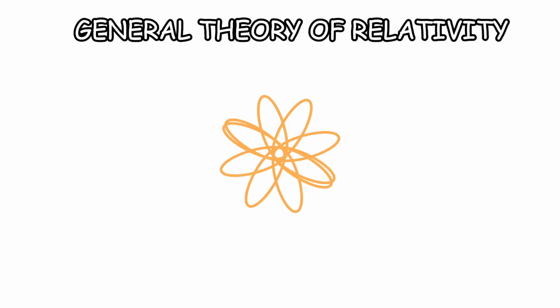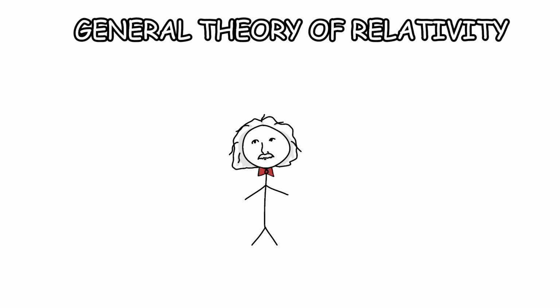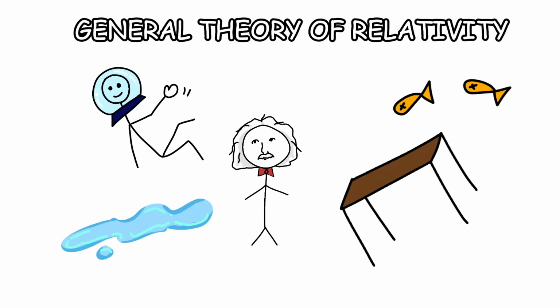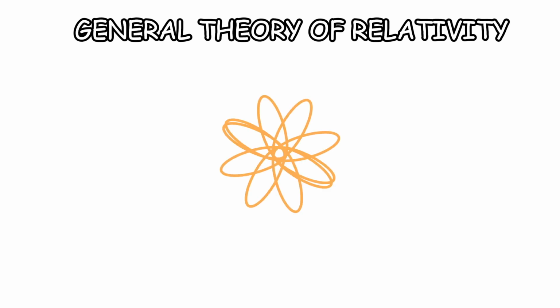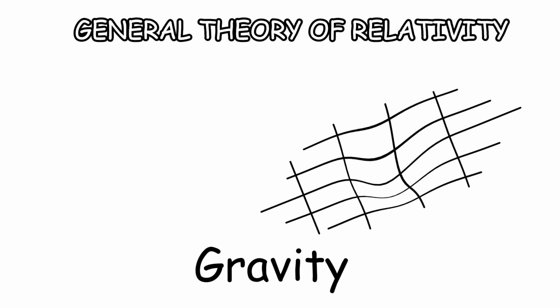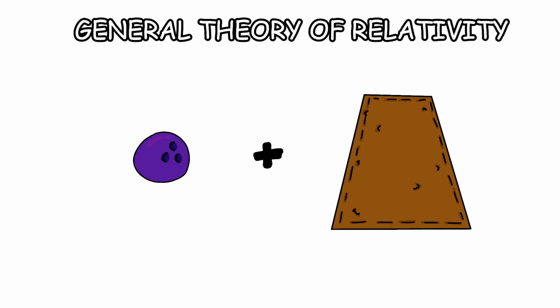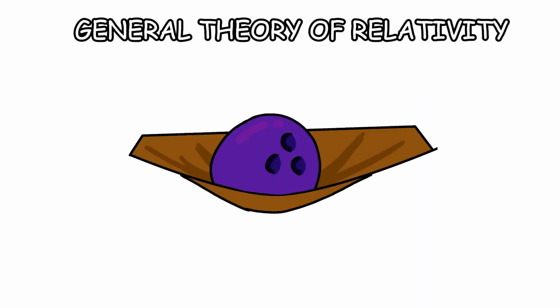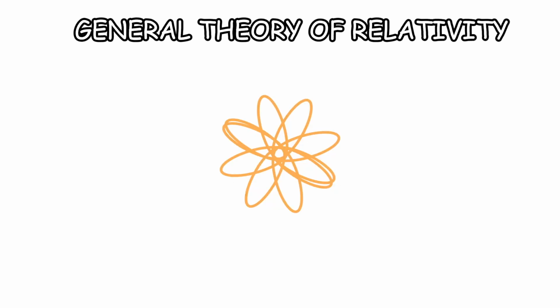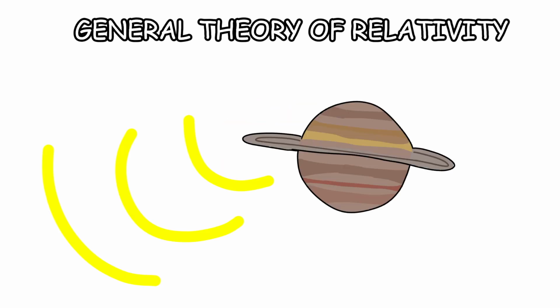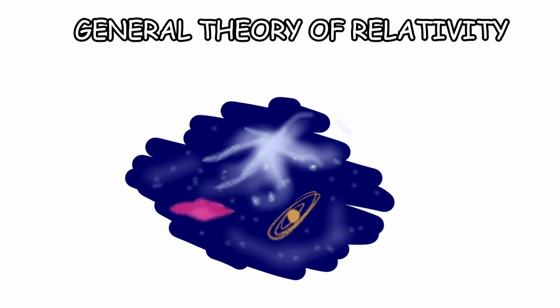General theory of relativity. When Einstein proposed his special theory of relativity, he did not consider gravity. Adding what is known as Einstein's field equations, he created the general theory of relativity, redefining gravity as the curvature of space-time caused by mass and energy. It explains how objects with mass warp the fabric of space-time, influencing the motion of other objects. This theory offers new insights into phenomena like the bending of light around celestial bodies and the dynamics of the universe on a large scale.